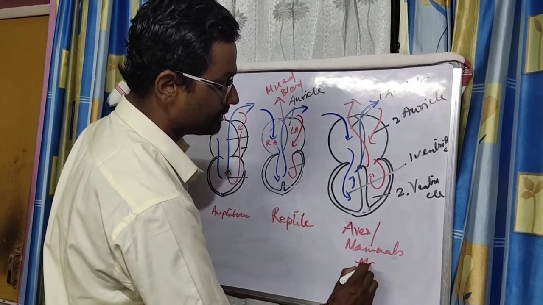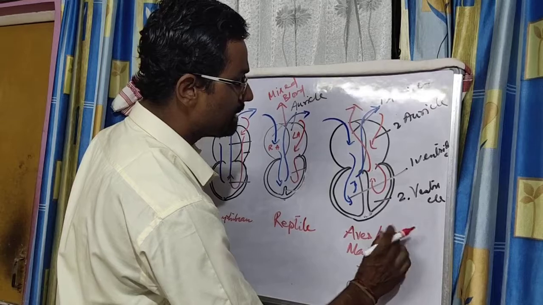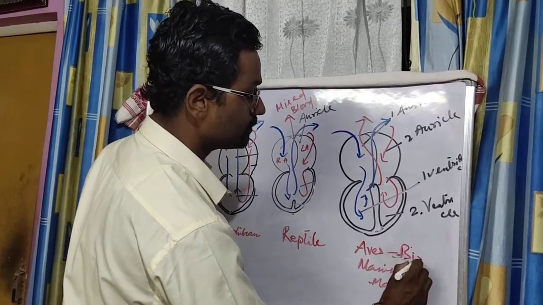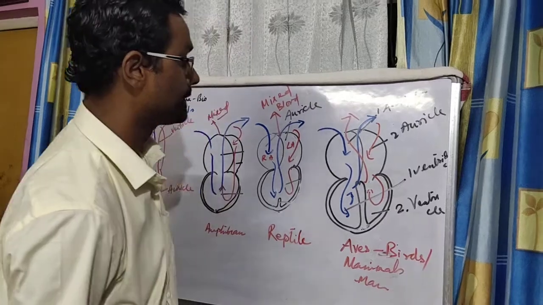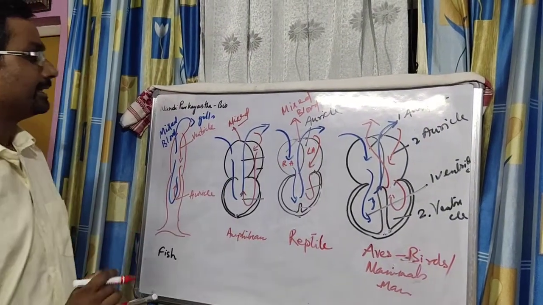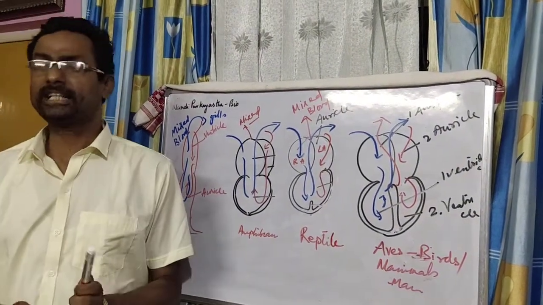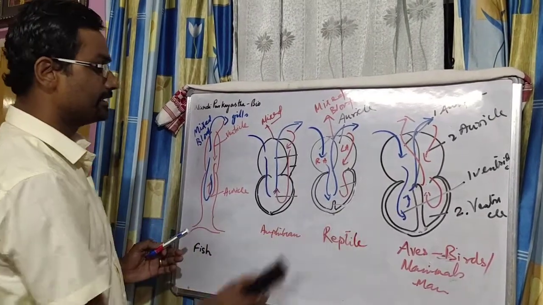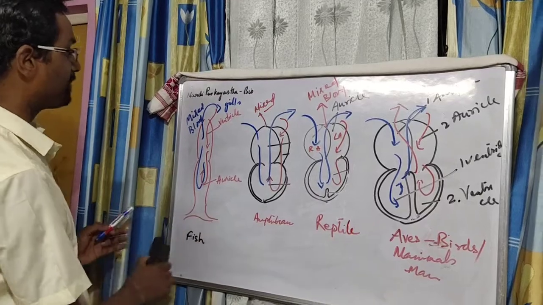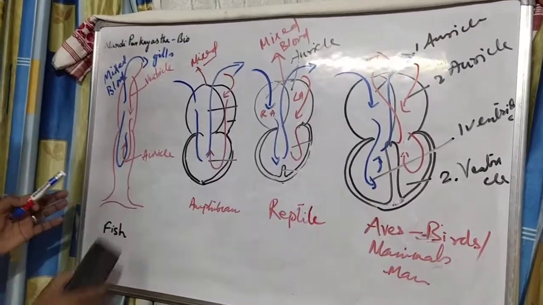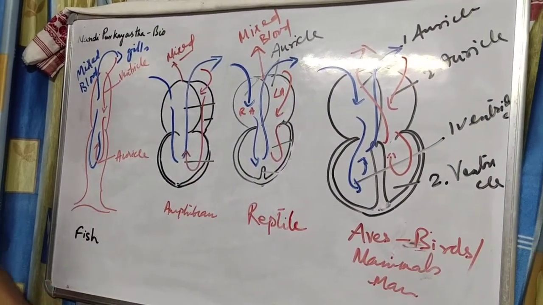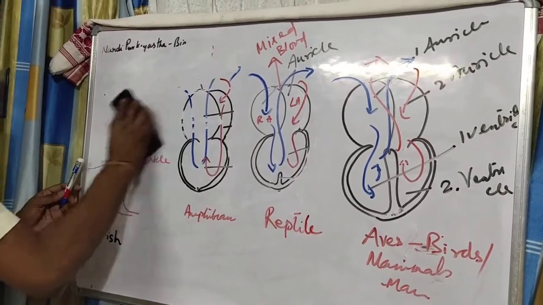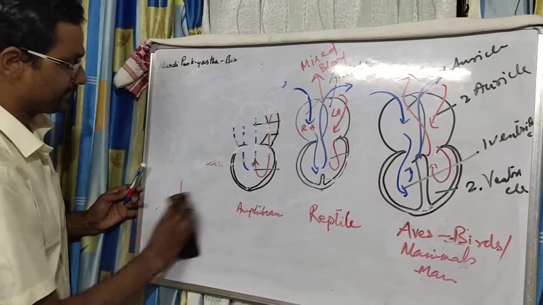Example, man. Aves means what? Birds. So this is the blood circulation that takes place in the mammalian heart, reptile heart, amphibian heart, or fish. As a whole, this is what we find in the vertebrates. Now let's move to another part, that is transportation in plants.